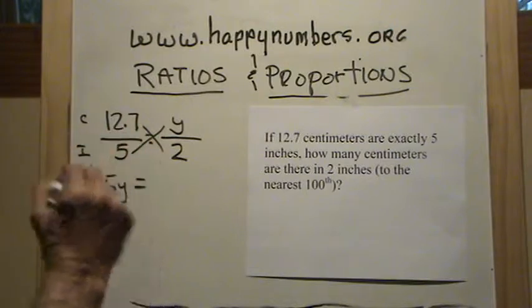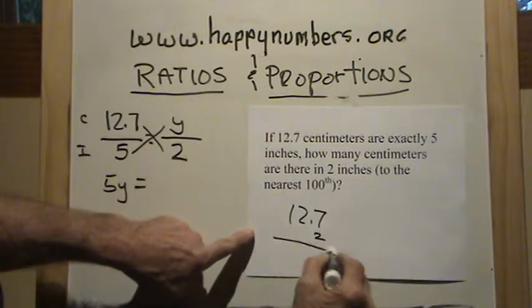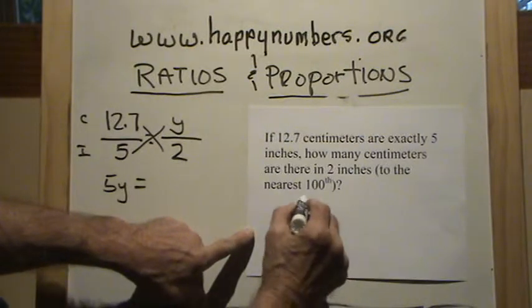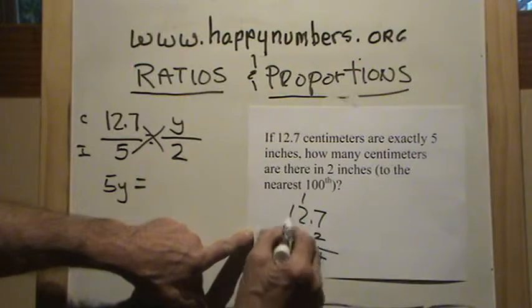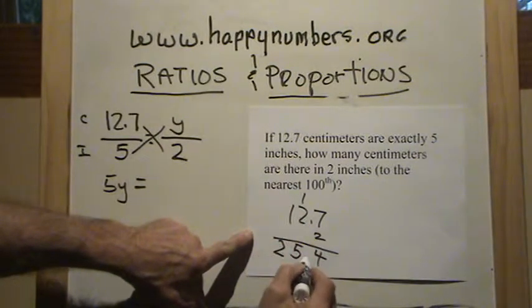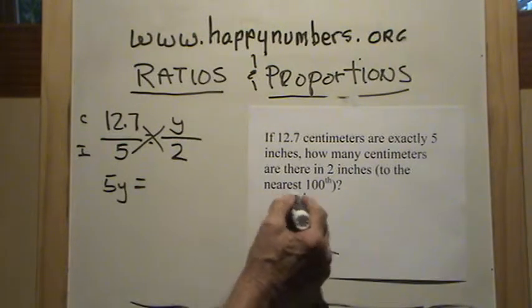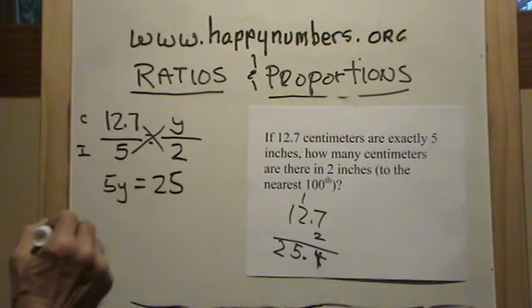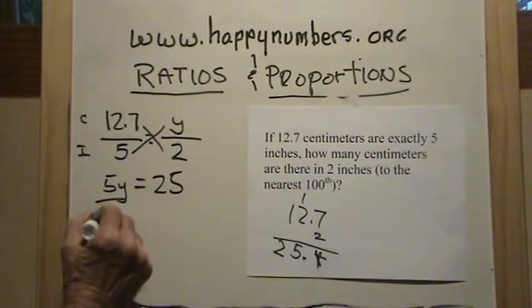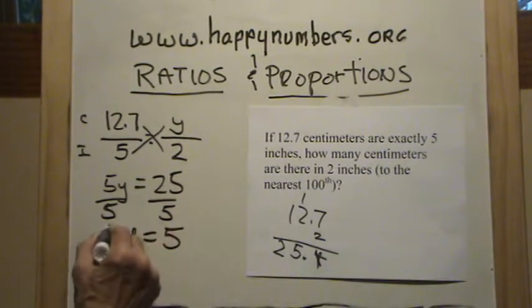2 times 12 and 7/10, let's do that here. Times 2, that's 14. Carry the 1. 2 times 2 is 4 and 1 is 5. 2 times that is 2, and we have 1 decimal place. So we have 25 and 4/10. And actually, let's just drop the 4/10 because it said we're going to round our answer, and we'll just use 25. Now we have a simple equation, divide by 5, and we have y equals 5.